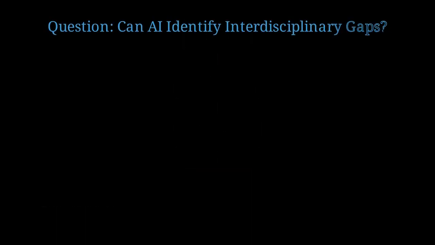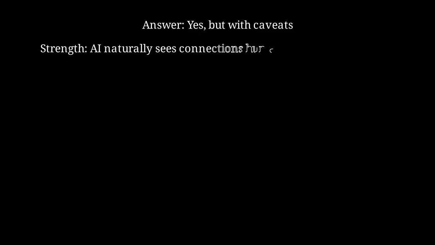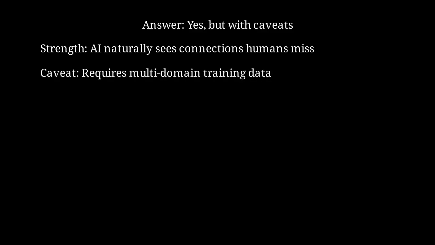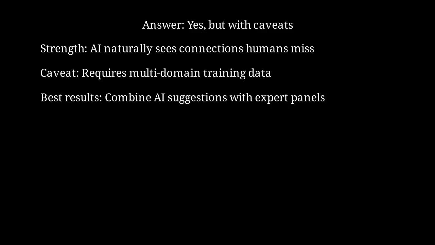An important question researchers often ask: can AI identify interdisciplinary gaps better than single-discipline analysis? The answer is yes. AI shows particular strength in interdisciplinary gap identification, but with important caveats. The strength is that AI naturally identifies structural similarities across disciplines that human experts, working in silos, often miss. The caveat is that it requires high-quality training data across multiple domains, which is challenging to obtain and standardize. Best results come from combining AI suggestions with expert panels that include researchers from multiple relevant disciplines.